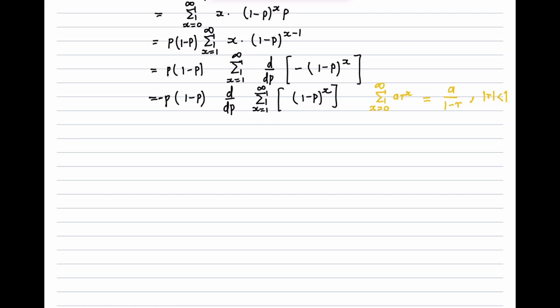So instead, what we can do is a bit of an exchange. We still have the minus p times (1 minus p) d on dp out the front, except now we can say this is from y equals 0 to infinity.